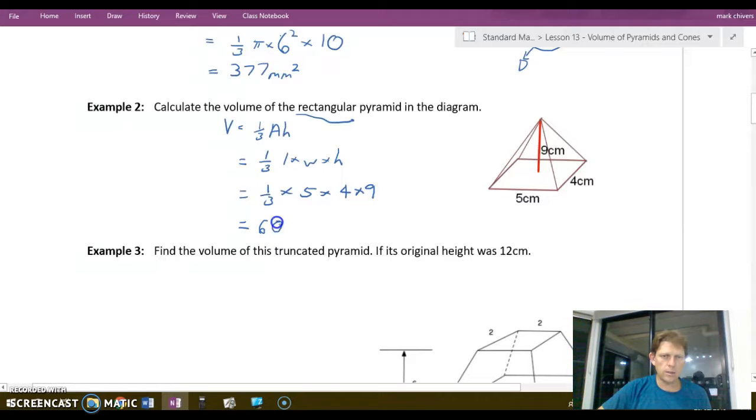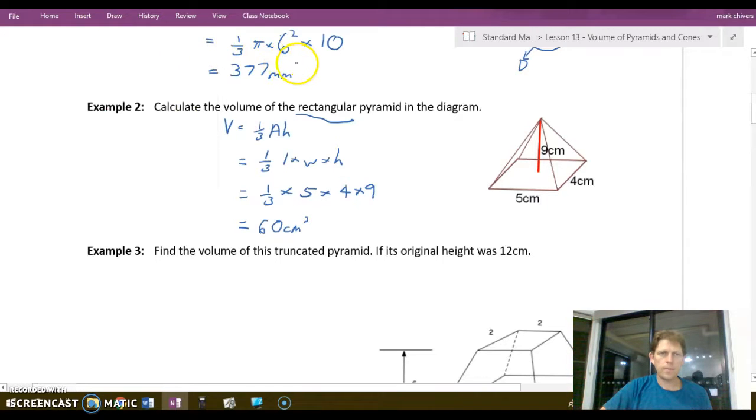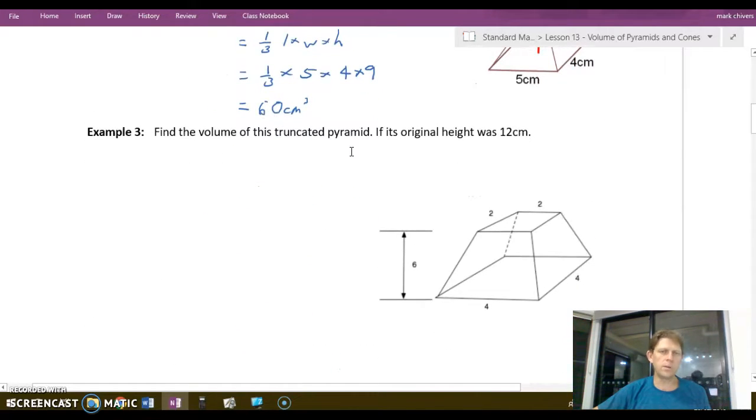Now 60, our units are centimetres, so we are in centimetres cubed. And with that, I have realised a mistake I've made up here. I've put this in millimetres squared. In that first question, it's actually millimetres cubed. So I'll just grab my eraser there and I'll fix that up. Oh, pen is not being very happy with me right now. There we go, cubed. All right, so just because we're after volume, everything should be cubed.